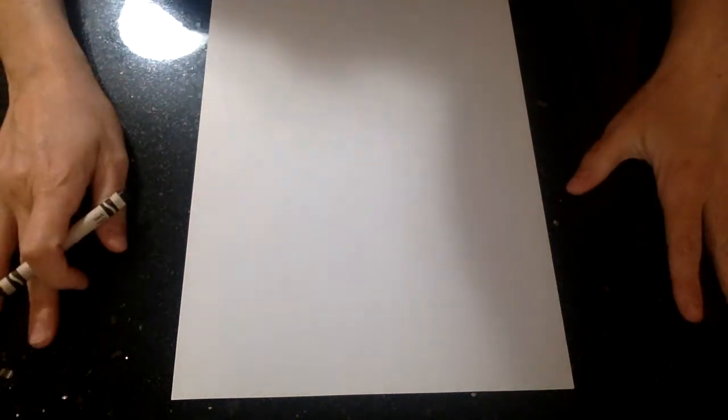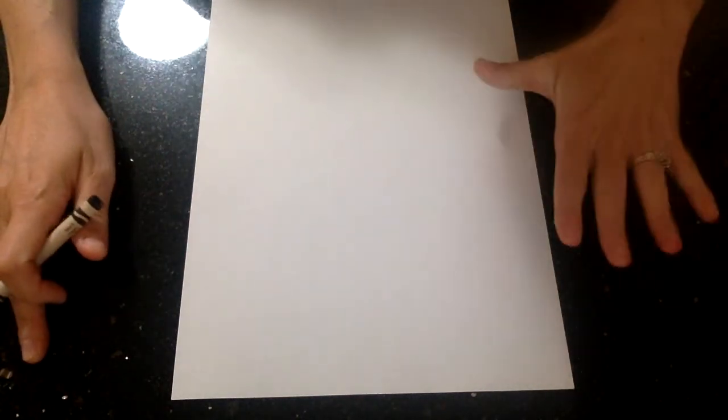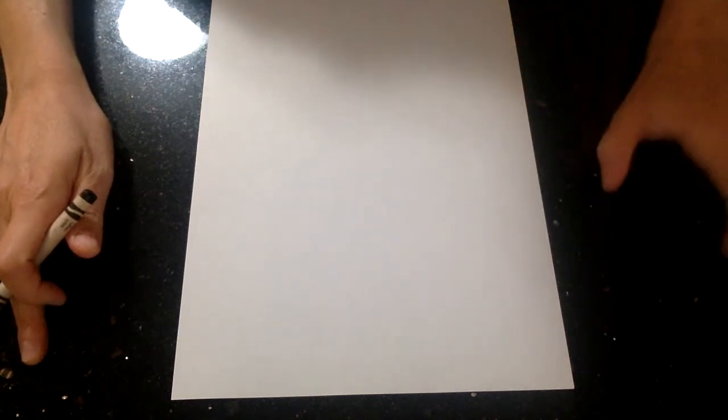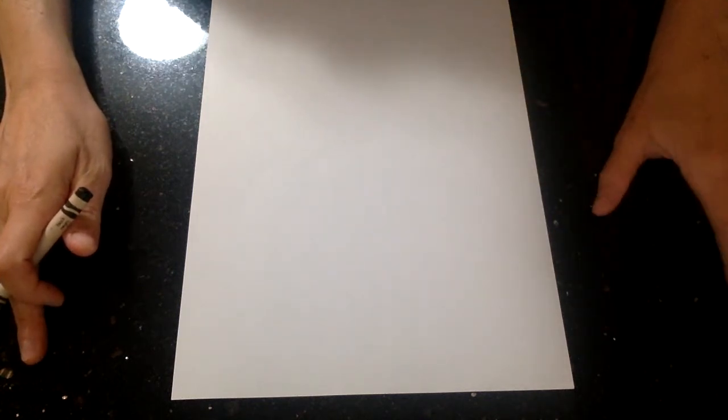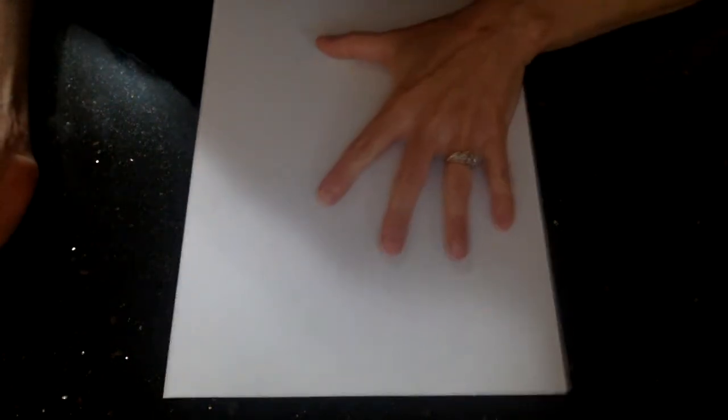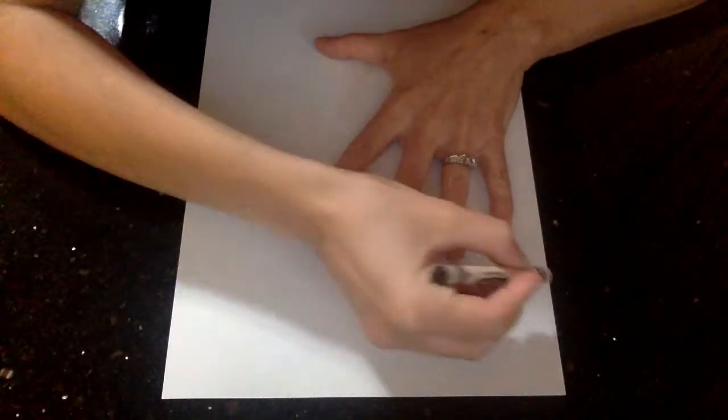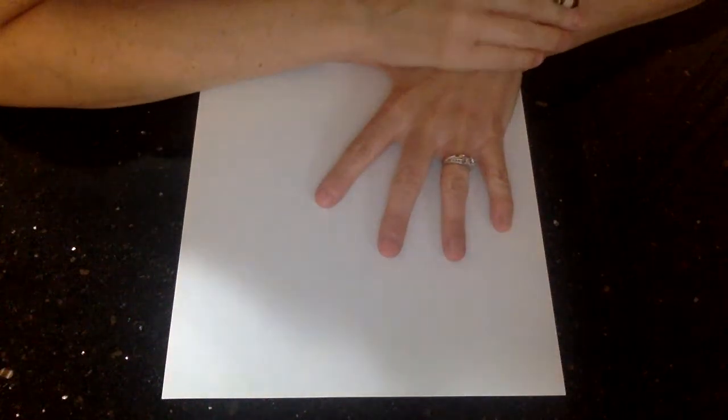So for this assignment, if you looked at the material list, you need a piece of paper, a pencil, crayons or markers or colored pencils. Okay, I'm going to draw with a black crayon just so you can see what I'm doing, but you are going to draw with a pencil. That way, if you make a mistake, you can erase it.